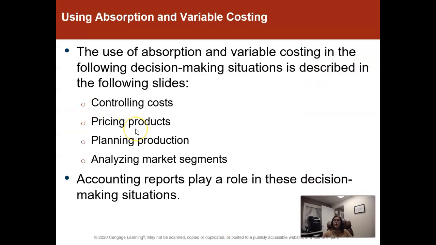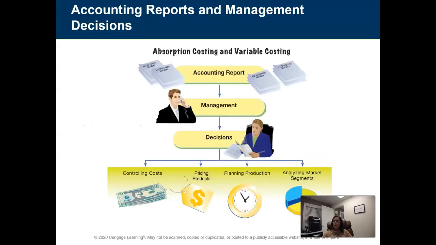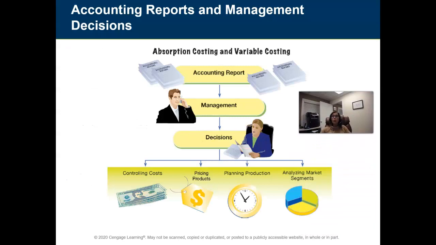So we're going to compare and contrast absorption and variable costing and look at controlling costs, how we use this information, and the role that accountants play in this, because the accountants are going to produce a report which goes to management, and then decisions are going to get made about how we control costs, price products, and what we plan to do, maybe attracting a new market segment.